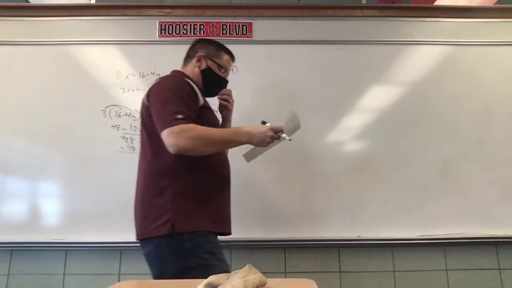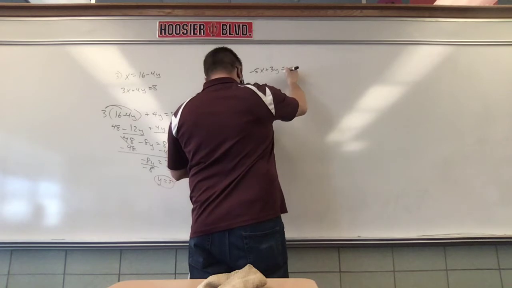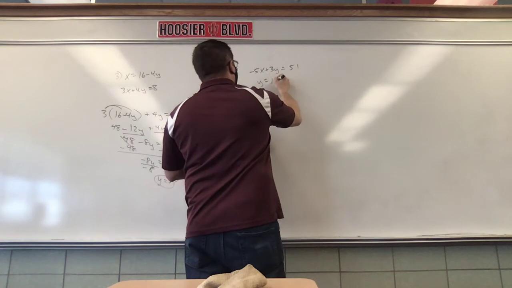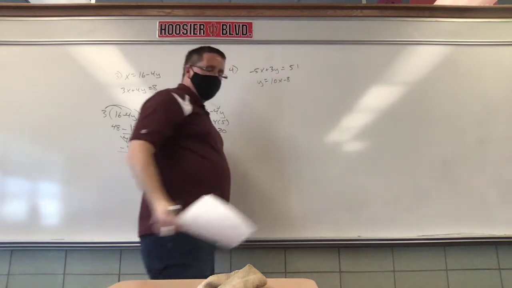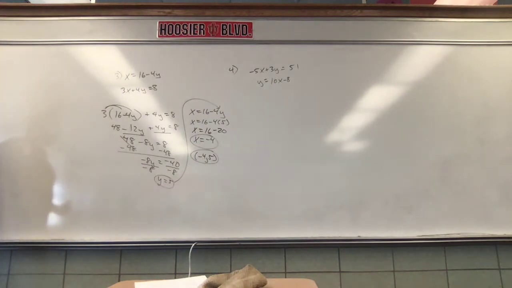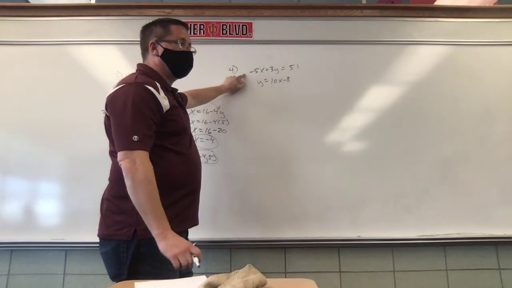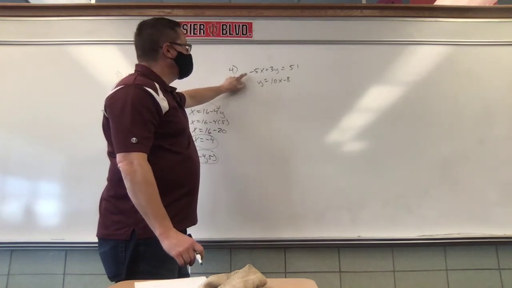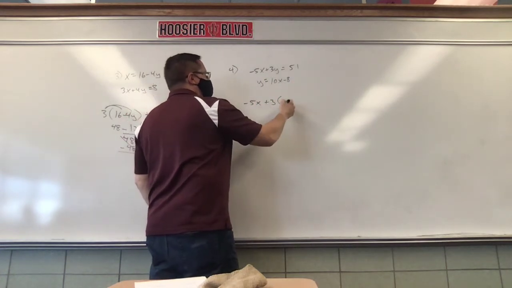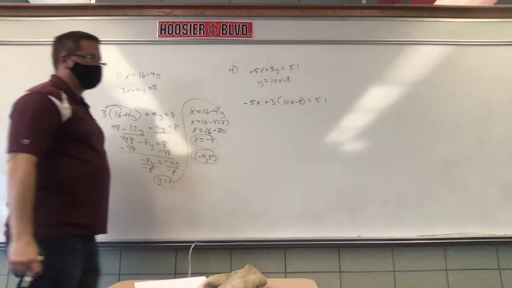Oh, yeah. Number 4. Negative 5x plus 3y equals 51. Y equals 10x minus 8. We literally just did this question. We know what y is. Y is 10x minus 8. So I'm going to rewrite the top equation, but when I get to the y, plug in 10x minus 8. So negative 5x plus 3, oh, there's a y, parentheses, 10x minus 8, equals 51.